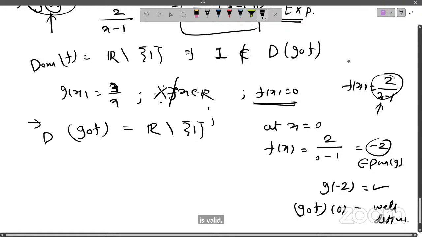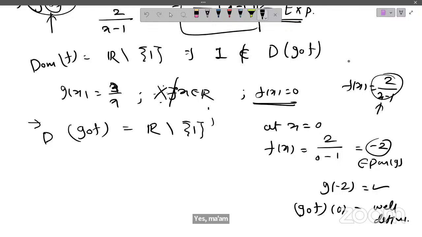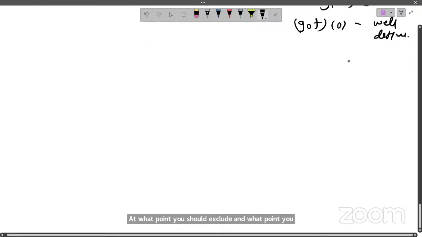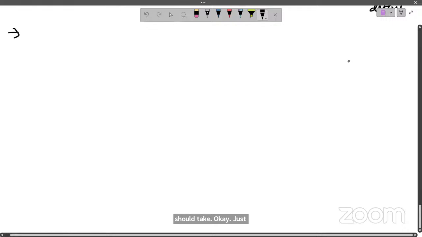Correct? Yes, ma'am. Got it? Any confusion? No, ma'am. Okay, fine. Good. So that's why I'm saying you have to consider the domain of both of the functions, what points you should exclude and what points you should take. Okay. This is an example. Now go to the next thing.